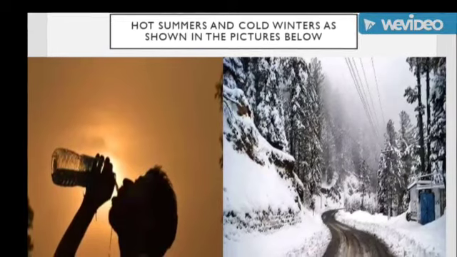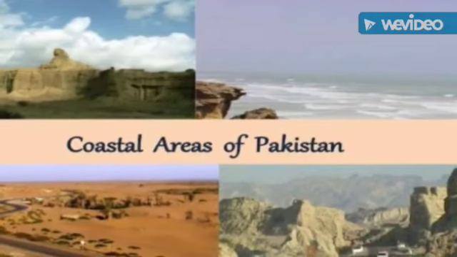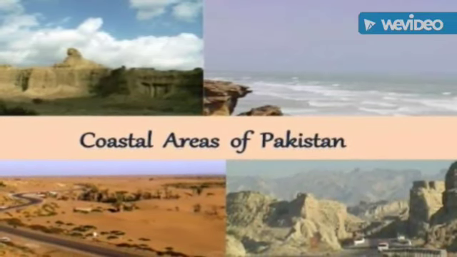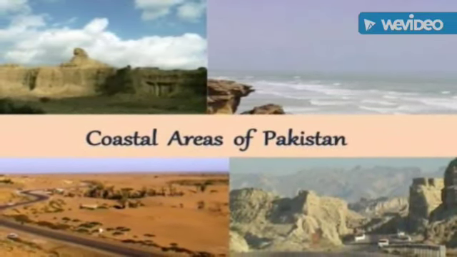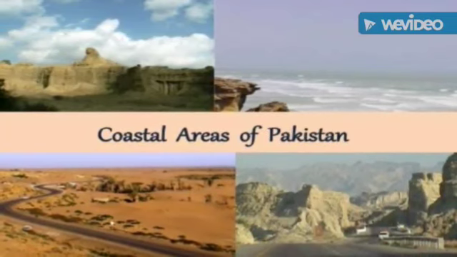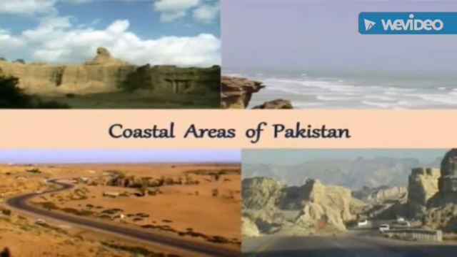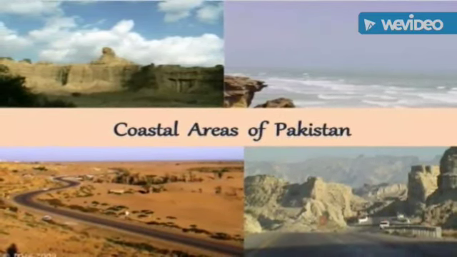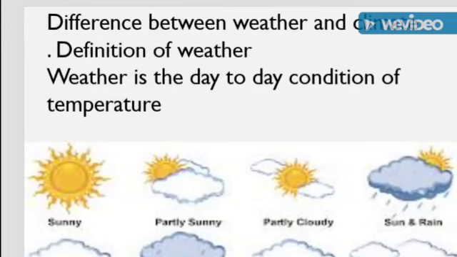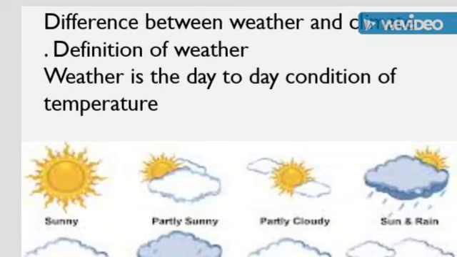What about the coastal areas of Pakistan? Coastal areas have moderate and mild climate. They are not too hot and not too cold. And there is snowfall in mountainous areas and rainfall in some parts of the country and no rain in other parts. So in this chapter 2, weather and climate, we will discuss the difference between weather and climate and factors that affect the climate.